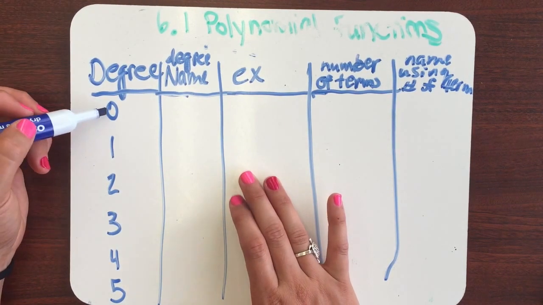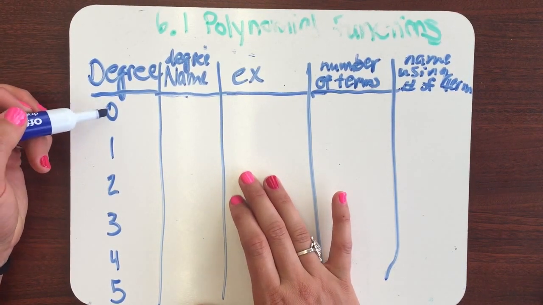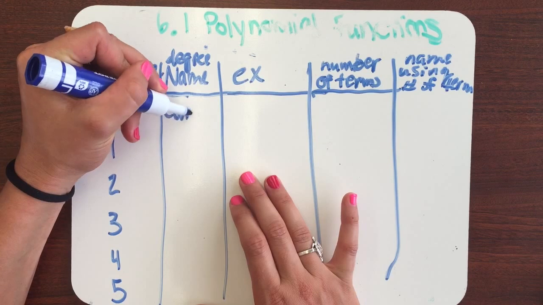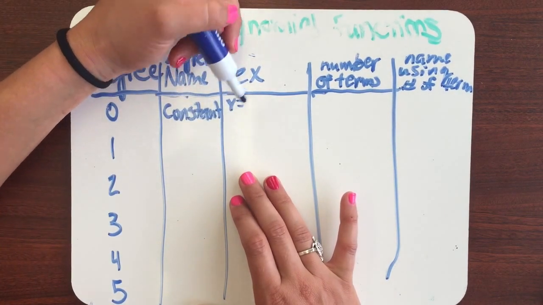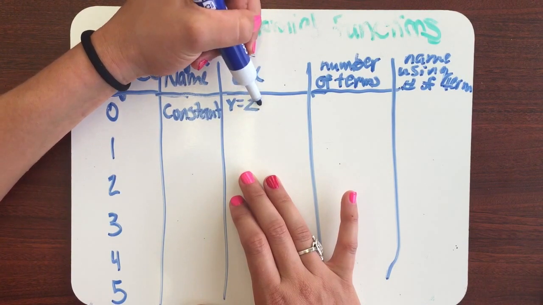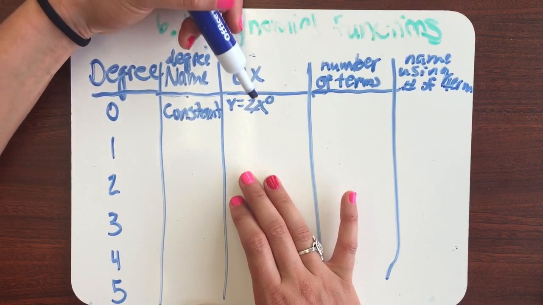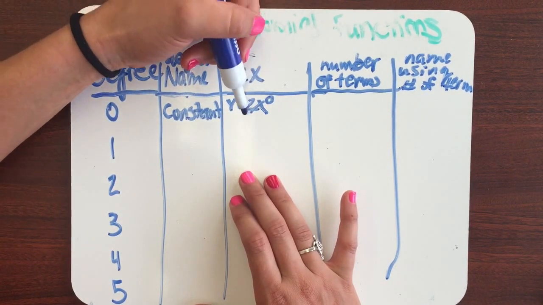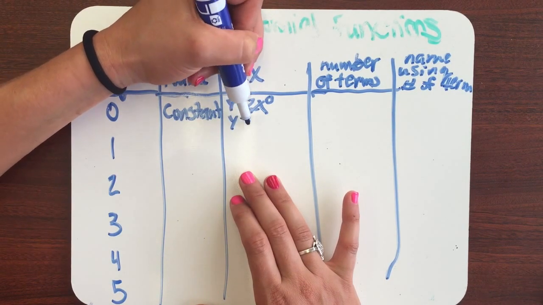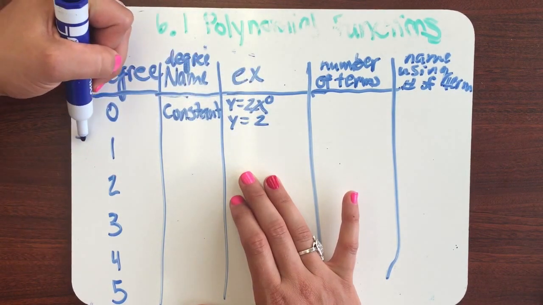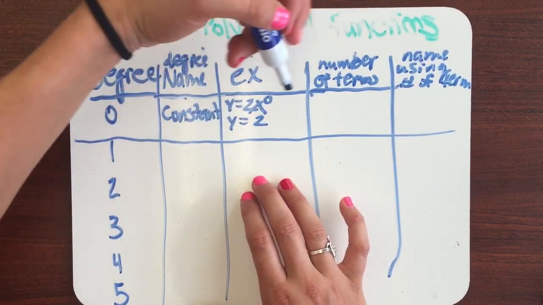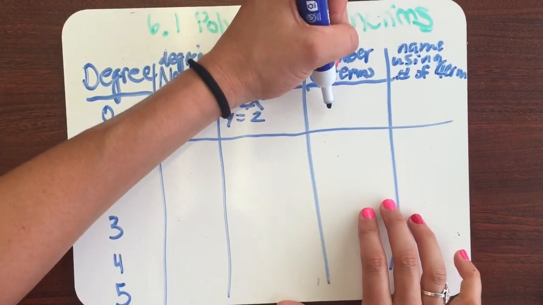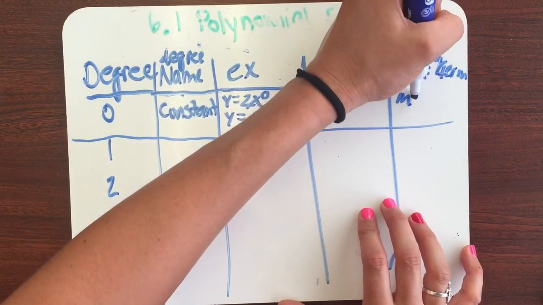So the degree name, if you have a highest degree of 0, that's called a constant. For example, we can have y equals 2x to the 0. But anything to the 0 is just 1. So therefore this is just y equals 2. So the number of terms here is just one term, and we call that a monomial.